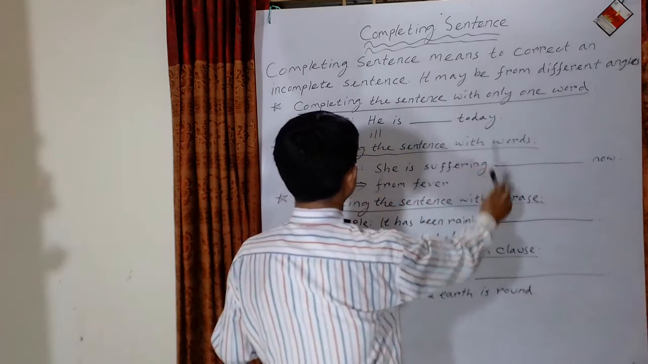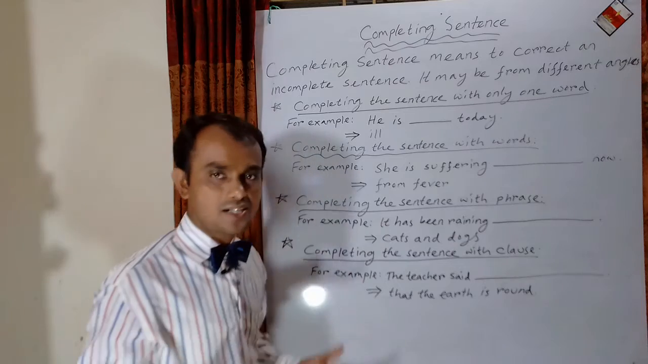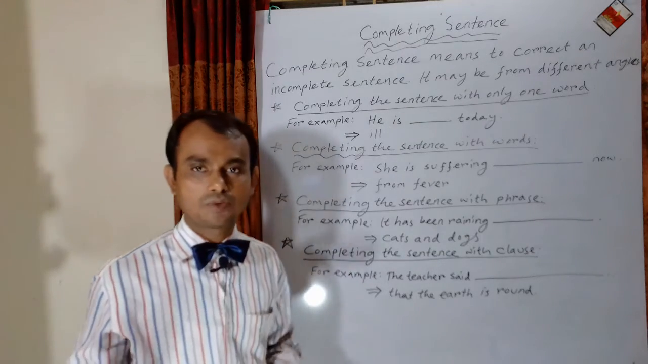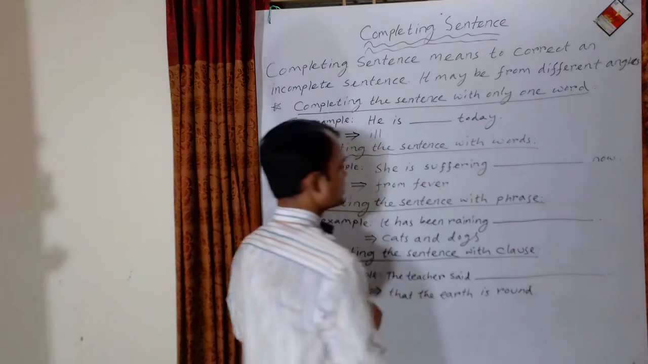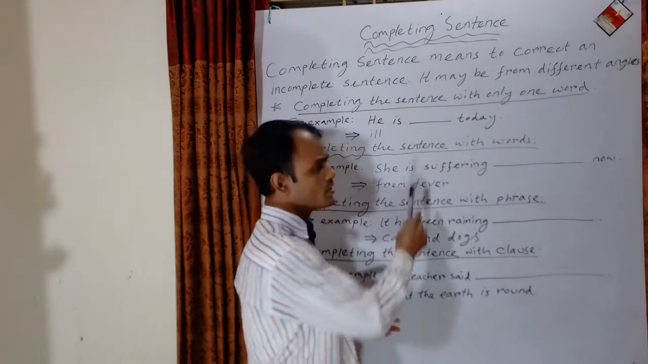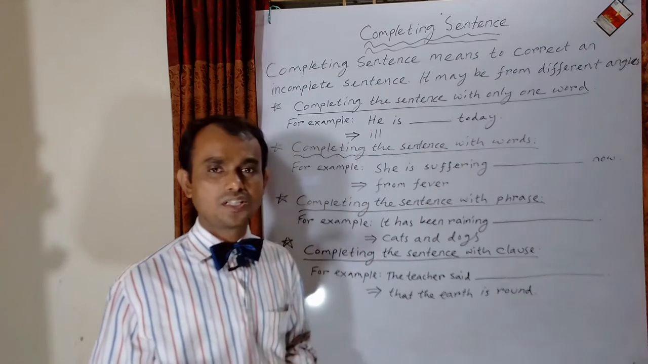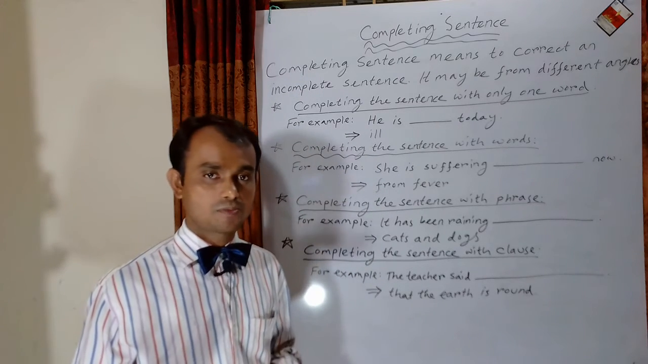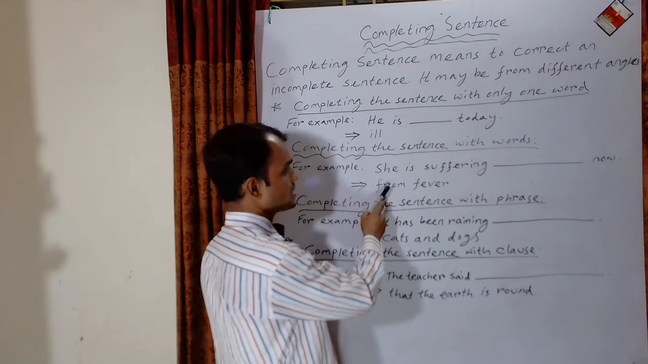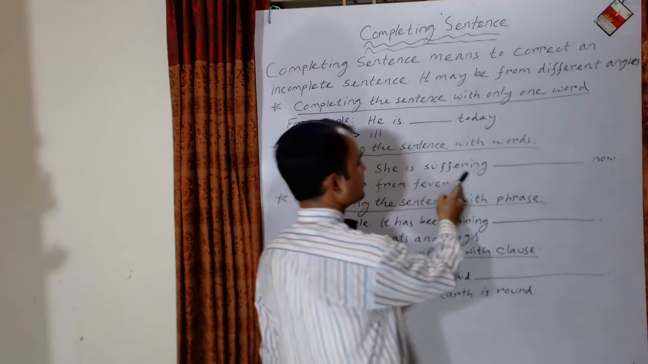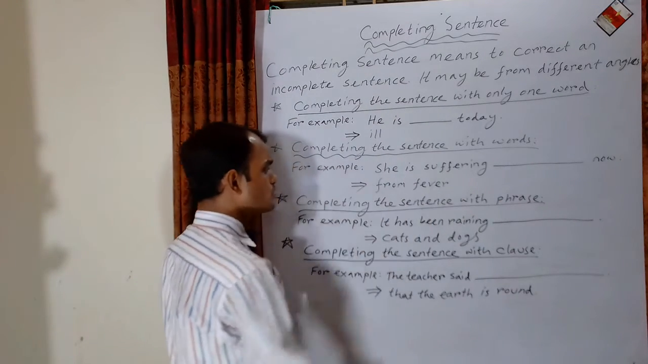Completing the sentence with words. Whenever you are asked to complete a sentence with words, that means you can use more than one word. For example, she is suffering dash now. Okay, we can use more than one word here. You can use any part of speech, any word, but that must be according to the meaning in the sentence. I have used from fever. She is suffering from fever now. Okay, I have used two words here.